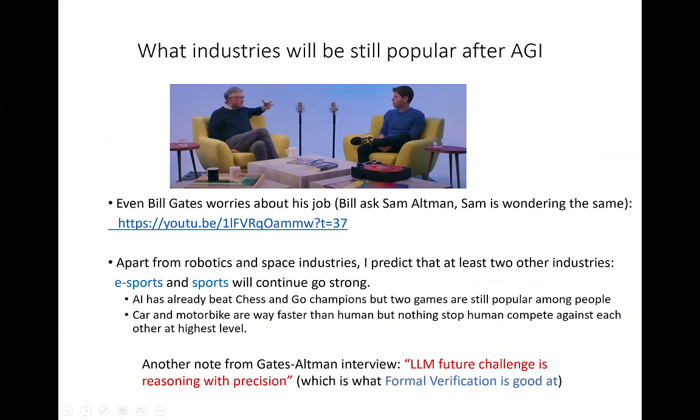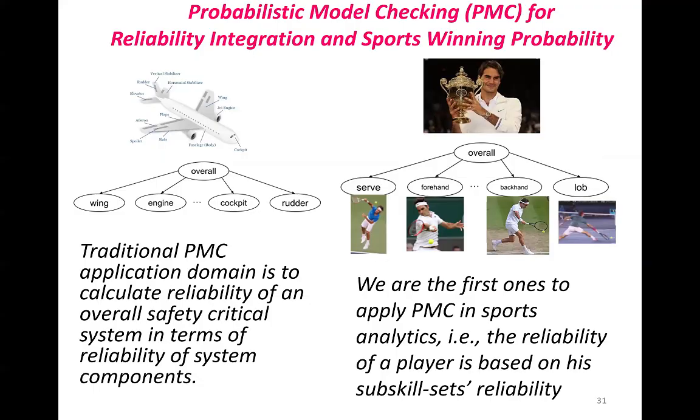But we want to apply this to sports. Probabilistic model checking is very good at calculating aircraft reliability. If we know the wing reliability, engine reliability, sensor redundancy, and structure reliability, we can calculate aircraft reliability, almost like the winning chance of the aircraft surviving.